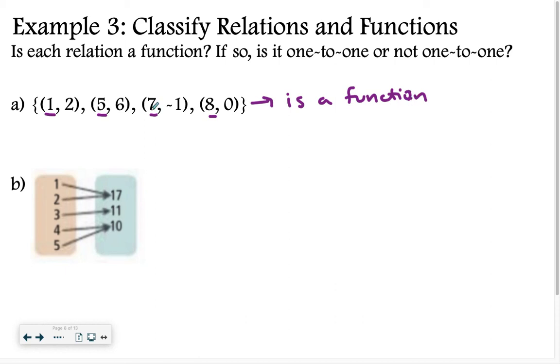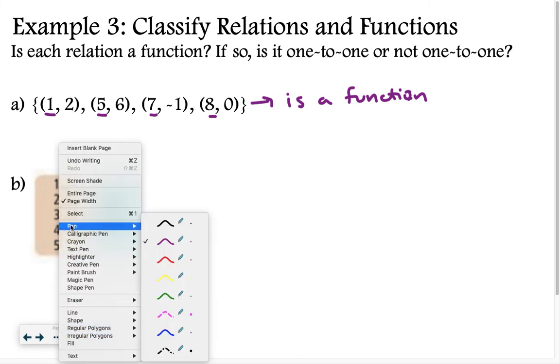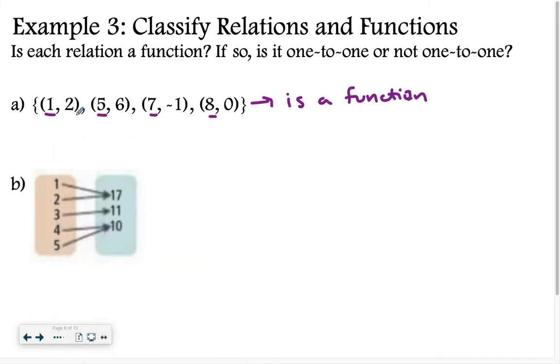Now, in order to know if it's one-to-one or not one-to-one: one-to-one means that each x value has a different y value. So this is where you look to see, does my y value repeat? I have a 2, a 6, -1, and 0. Since none of those repeat, this is considered a one-to-one function.